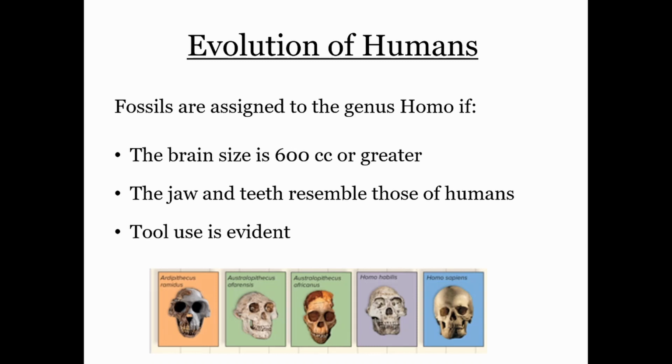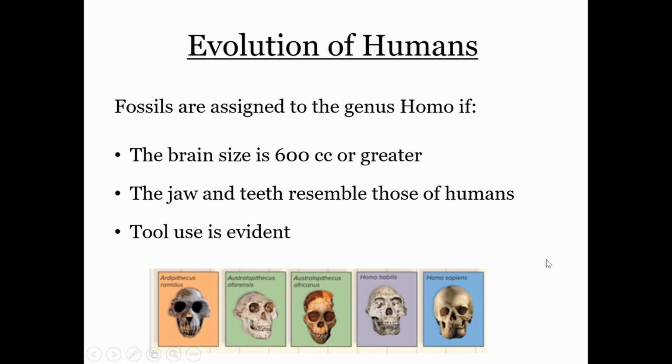So how far back can we go when we're looking at humans and hominins? In order to be considered part of the genus Homo, which is where we would fall, Homo sapiens, fossils have to meet the following criteria. The brain size has to be 600 cc's or greater. The jaw and teeth must resemble those of more modern humans, and we have to find evidence of tool use.